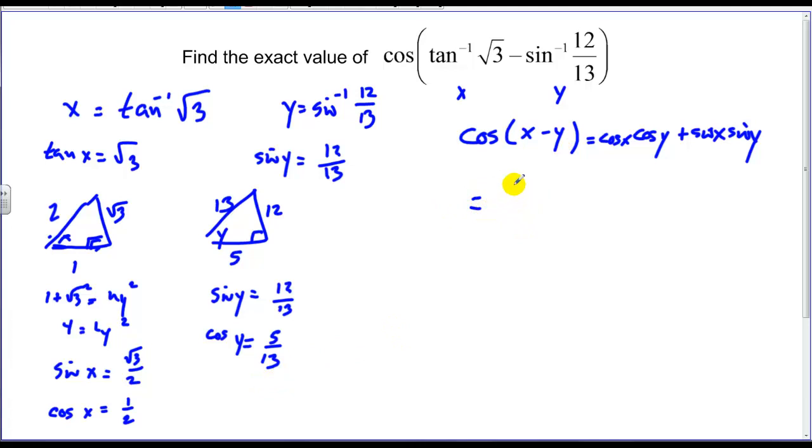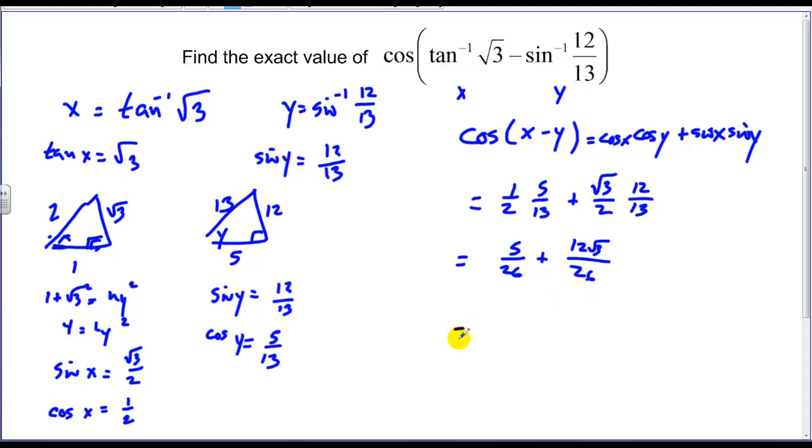Take the cosine of x, which is a half, cosine of y, which is 5/13, and add that to the sine of x, which is root 3 over 2, and the sine of y, which is 12/13. I get 5/26 plus 12 root 3 over 26, which is equal to 5 plus 12 root 3 over 26.